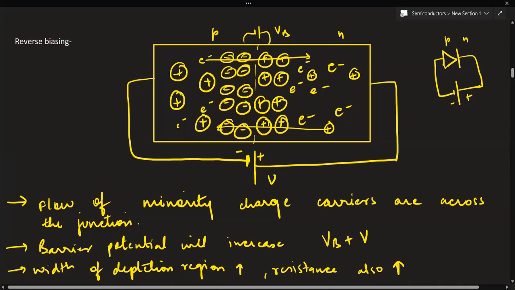Electron is coming towards the junction, so electron will not neutralize it. This will create more negative charge. Similarly, positive charge is coming towards the junction, so it will not create a negative charge and will not neutralize it. It will be positively charged. So because of this accumulation of charges across this junction, this is widening the width of the depletion region.